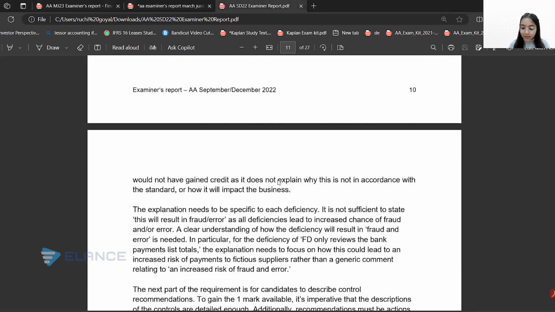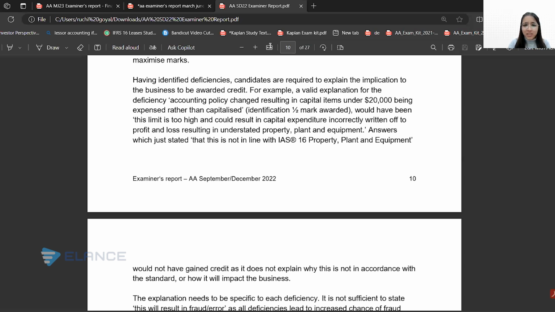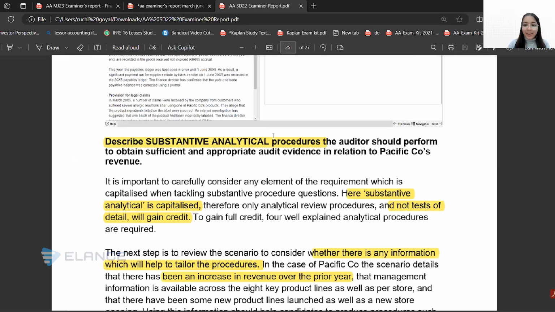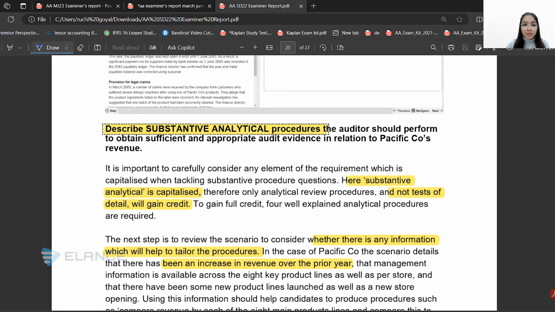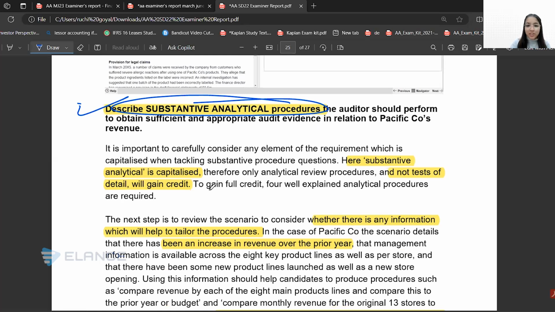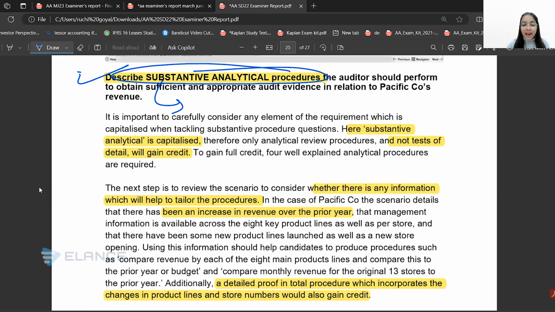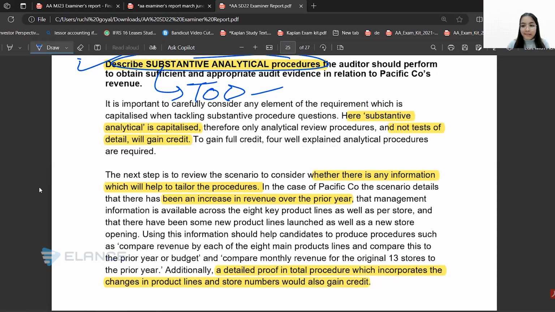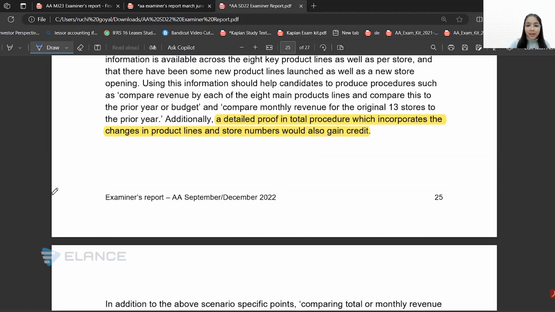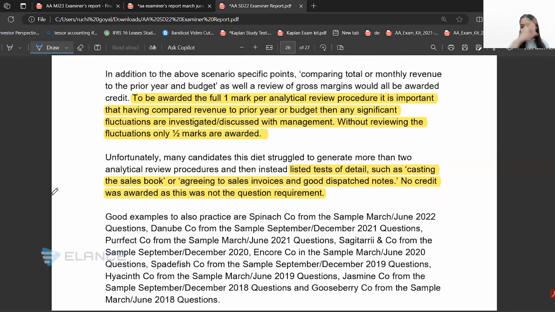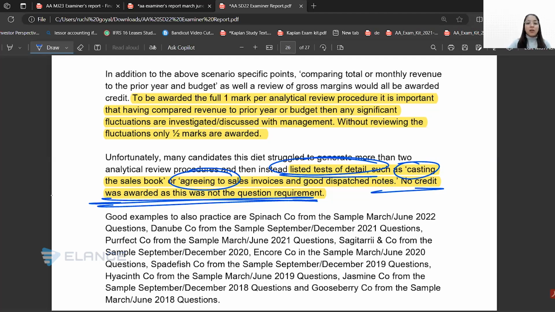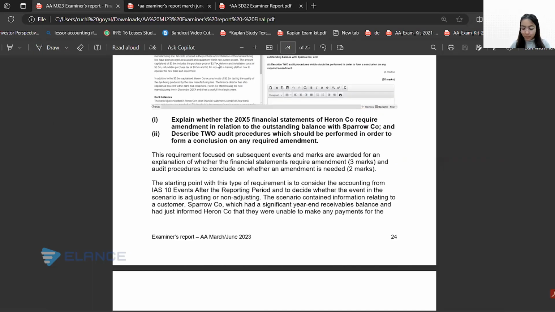Okay. Now let's move on to the December 2022 report, and I have just one point to highlight here. I told you in the introduction that this category describes substantive analytical procedure. This is where I got the idea of how the questions are appearing in the paper. If you mention tests of detail, will you get any marks here? You will not get any marks here. This is just proof that I was not saying anything out of the box. Detail, that is casting, agreeing, no credit will be given because this was not the question requirement. So this was the only point I wanted to highlight here. Now let's move on to the last report, which is 20.